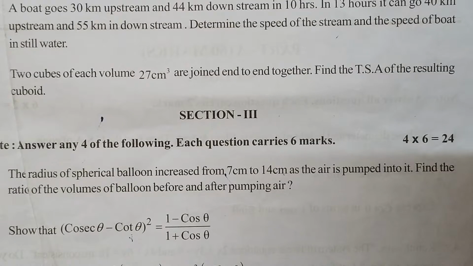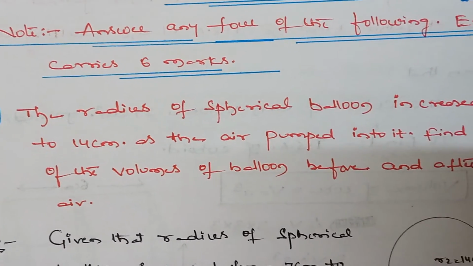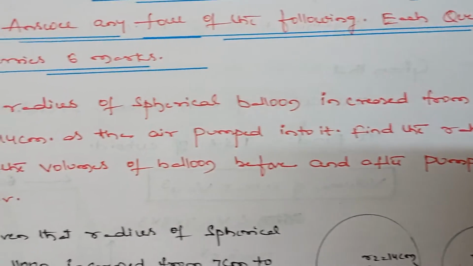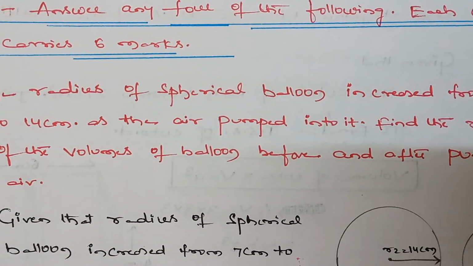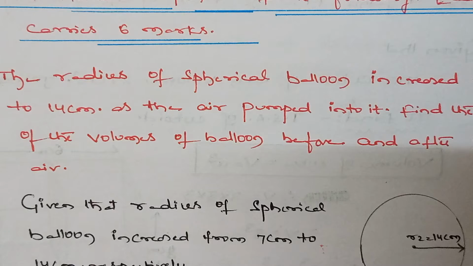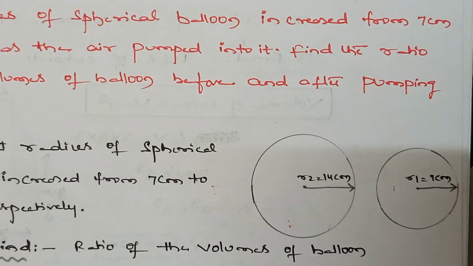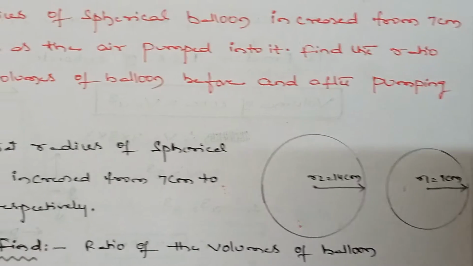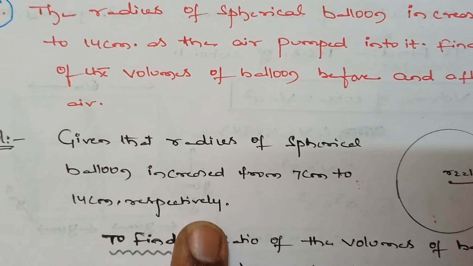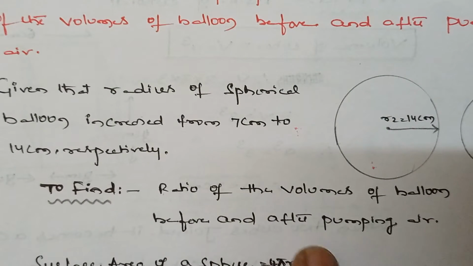Let's start. See students, 13th question. The radius of a spherical balloon increased from 7 centimeters to 14 centimeters as the air is pumped into it. Find the ratio of volumes of the balloon before and after air. First, take down a rough figure with radius 7 centimeters and with 14 centimeters, guys. Given that the radius of the spherical balloon increased from 7 to 14, right? We need to find the ratio of the volumes of the balloon before and after pumping air.